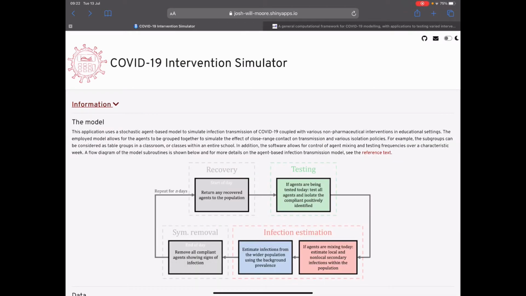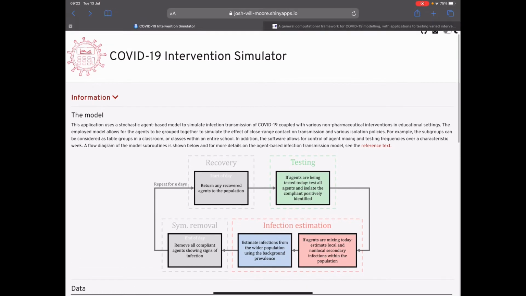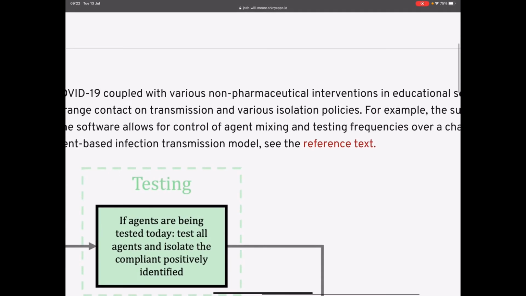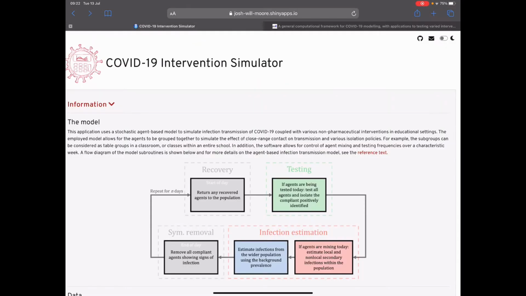This panel gives you an idea of what goes on inside the calculator, and although it's a pretty good brief, we do recommend that you see the reference text. If you click on it, it will take you to our preprint paper, so it hasn't been reviewed yet, but it was written by these authors here. Joshua Moore is also the person who encoded the intervention simulator.